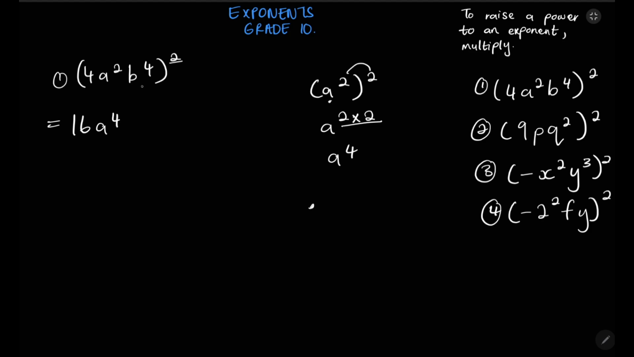The second variable, we have b to the power 4, but it's in a bracket. We have 2 outside the bracket. So we write down our base, which is b, then 4 times 2.